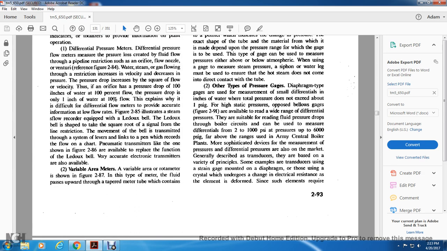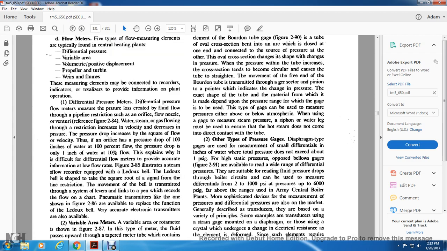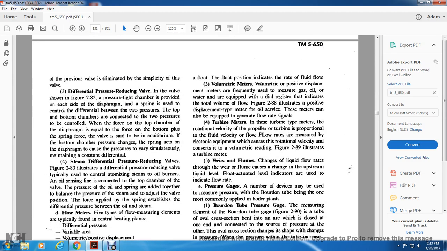Variable area meters. A variable area rotameter is shown in figure 287. In this type of meter, the fluid passes upward through a tapered meter tube, which contains a float. The float position indicates the rate of fluid flow. Volumetric positive displacement meters are frequently used to measure gas, oil, and water. The dial or register indicates the total volume of the flow.